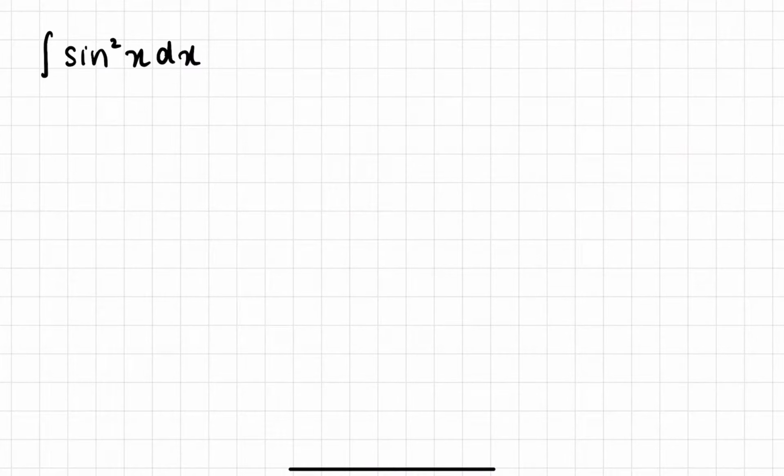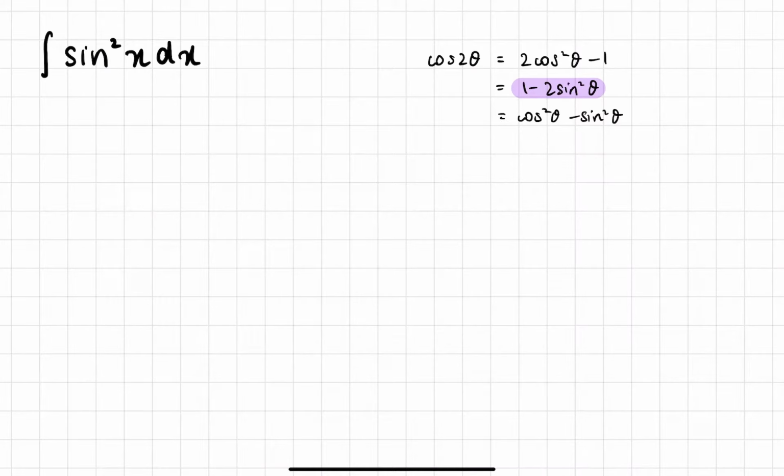To answer this question, we have to recall a trig identity. The cos double angle, we have this one. With cos 2 theta, there are three different forms that it takes. For this question, since we have sine squared, we're going to take this one.